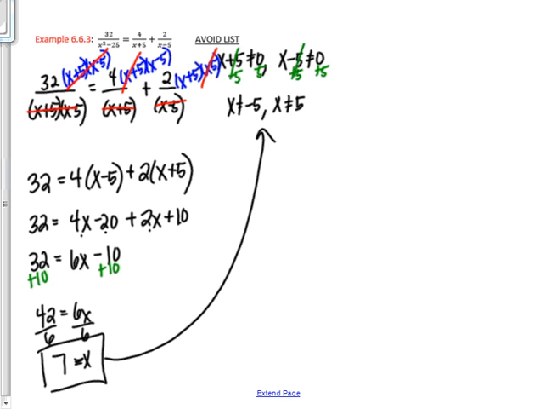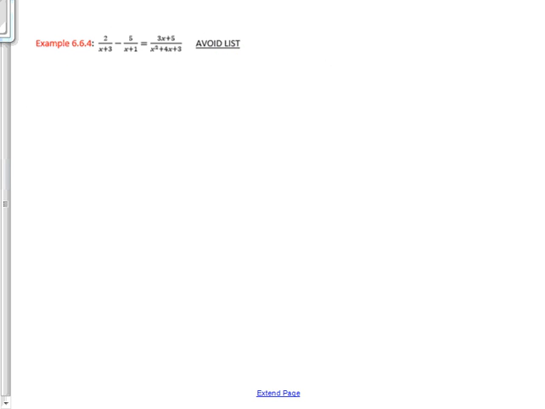All right, so this next one, I think that we must answer what gets us into trouble. So let's try that one. So it's 2 over, that doesn't factor, minus 5 over x plus 1 equals 3x plus 5 over, if we factored it, we get x plus 1, x plus 3.